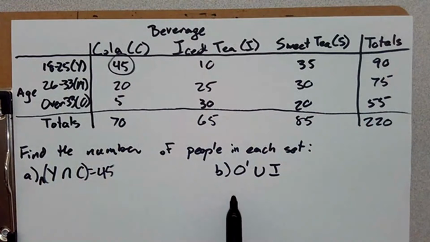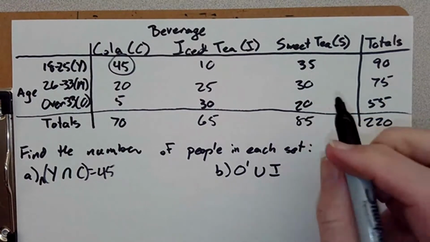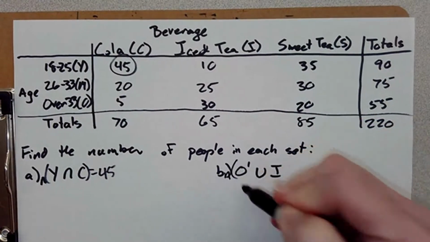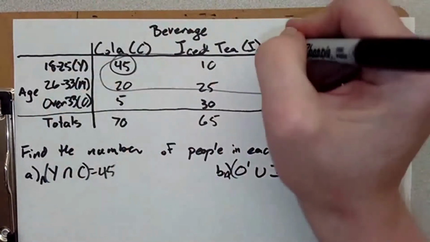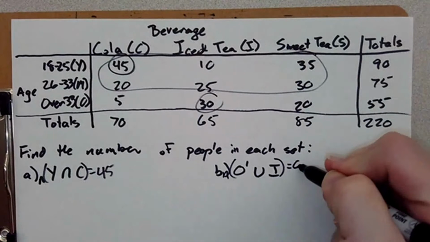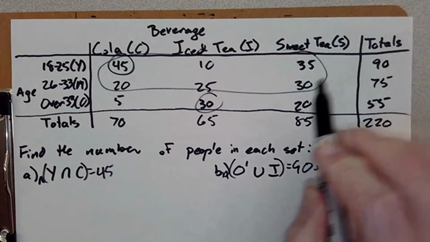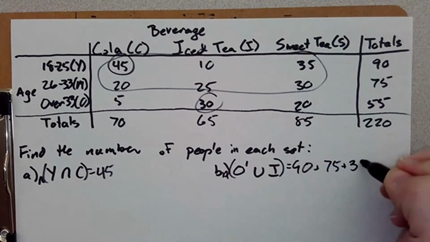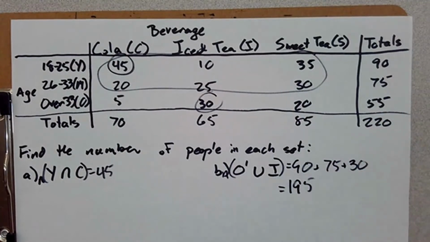Then we're asked for the number of people who aren't older, they're over 33, they're not exactly old, intersected with the number of people who drink iced tea. So we're going to take the number of this set, and that's going to be equal to all of these people plus the number of older people who drink iced tea. Okay, so that's going to be 90, that's the younger people, plus 75, the middle people, plus 30, the number of older people who drink iced tea. Okay, so that's 120 plus 75 is 195.